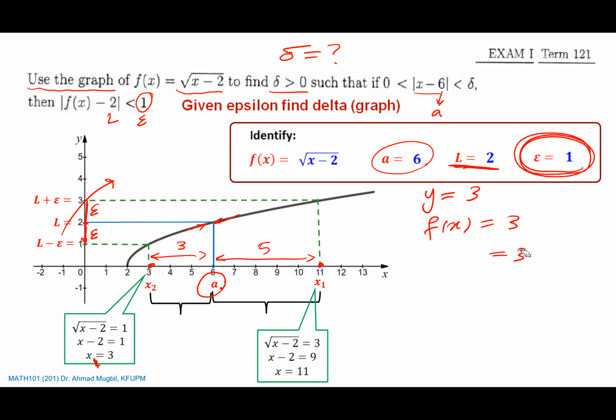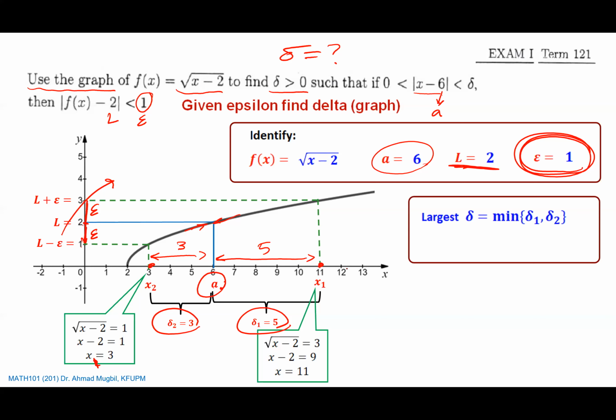Because at the end we want delta to be greater than 0 and less than or equal to 3. If it is less than 3, it will for sure be less than 5. But if you choose 5, you cannot guarantee that it will work, because it might be 4, which is not less than 3. So we will choose the smaller delta. We will call this one delta 1 and this one delta 2, and we will choose the minimum between them. The largest delta that we are looking for will be the minimum of delta 1 and delta 2. It will be the minimum of 5 and 3. It will be 3. Now, any number less than 3 will work also.